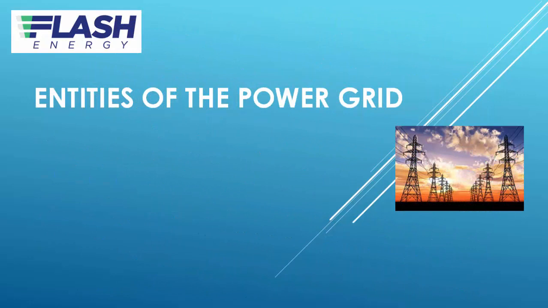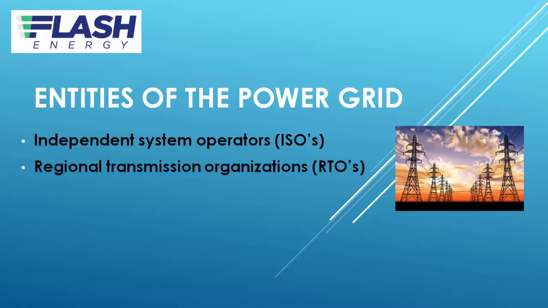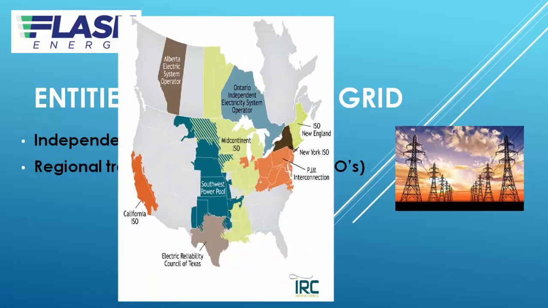Okay, so entities of the power grid. You've got ISOs, or independent system operators, and you have RTOs, or regional transmission organizations. These are entities that are involved basically in the transmission process, managing those power lines that go state to state and transmitting that power over long distances. That's pretty much what they're for.